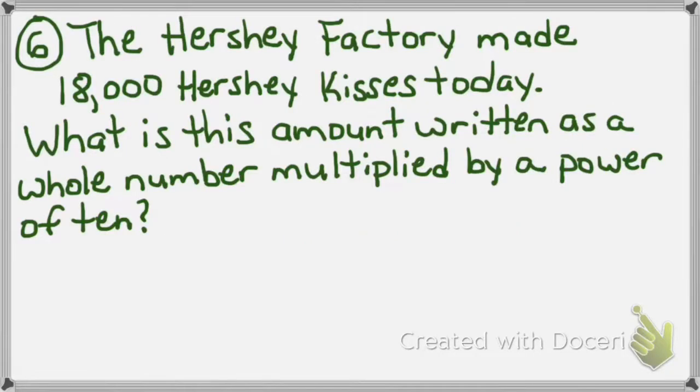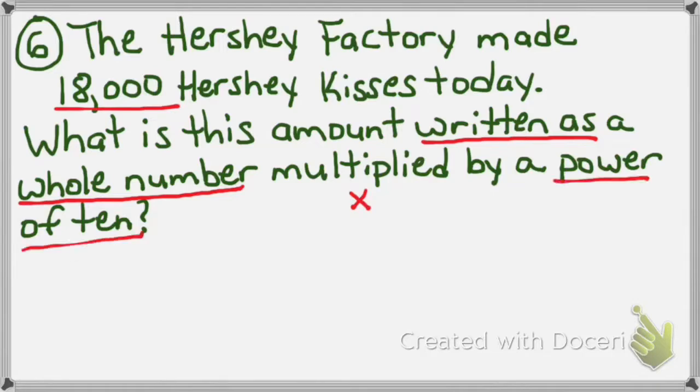In example number 6, sometimes you'll see word problems like this one. The Hershey factory made 18,000 Hershey Kisses today. What's the amount written as a whole number multiplied by a power of 10? So I see that I have 18,000. They want it written as a whole number multiplied, which is times, a power of 10.